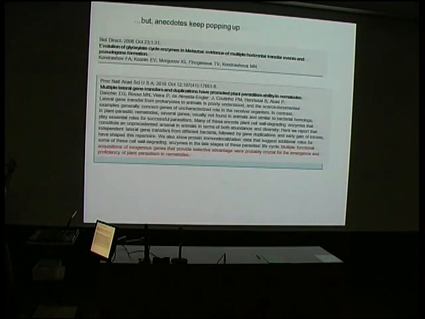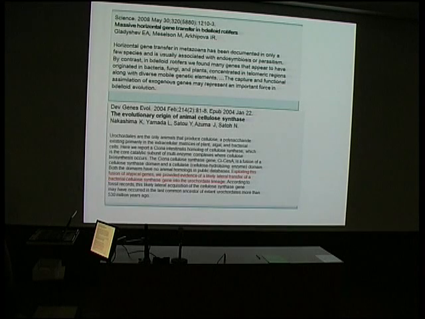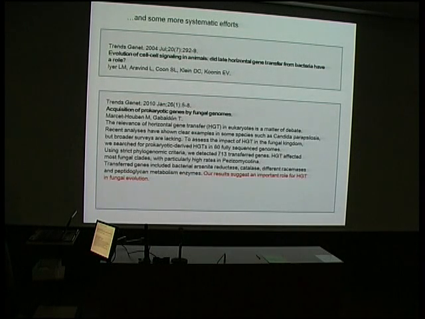That being said, a variety of anecdotes keep accumulating, strongly suggesting the possibility of horizontal gene transfer from bacteria in some animals and a biological role for that transferred gene. There is a variety of such communications, some of which speak of multiple genes being transferred. And there was some more systematic effort, in particular the recent study of the acquisition of prokaryotic genes in fungi.